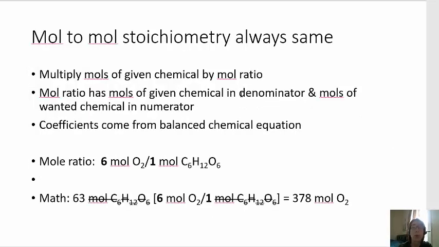So mole to mole stoichiometry is always the same. You multiply the moles of your given value by the mole ratio, and that is it. That's all you have to do. The most complicated thing is figuring out the mole ratio, and that just takes practice.